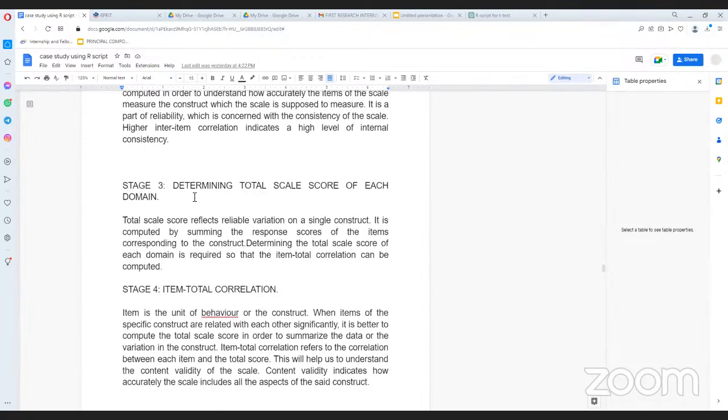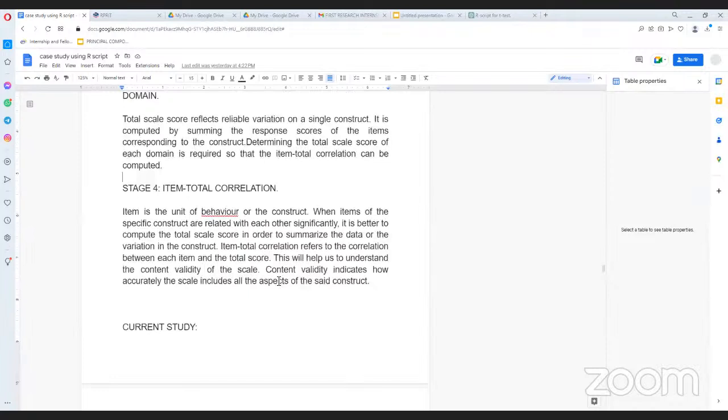Next one, stage 3, determining total scale score of each domain. Total scale score reflects reliable variation on a single construct. It is computed by summing the response scores of the items corresponding to the construct. Determining the total scale score of each domain is required so that the item total correlation can be computed.